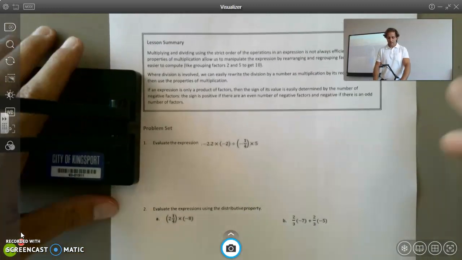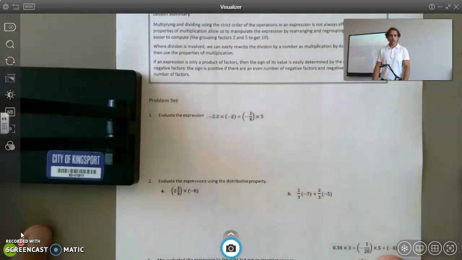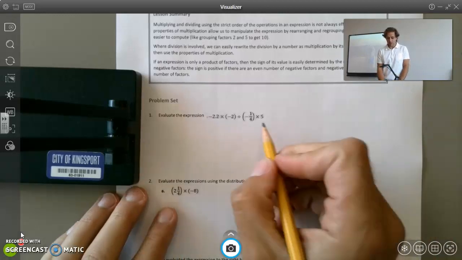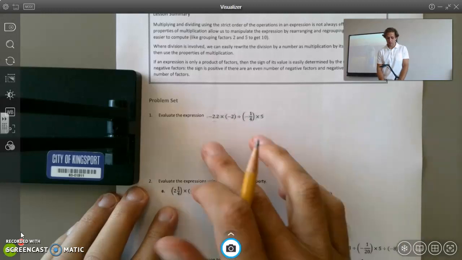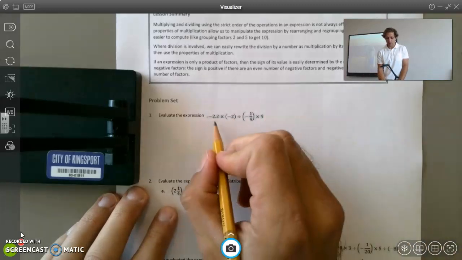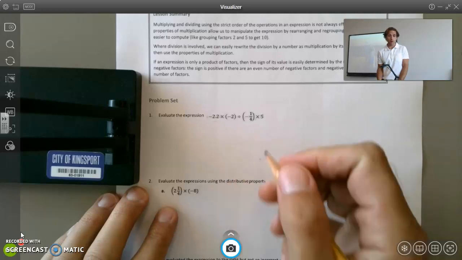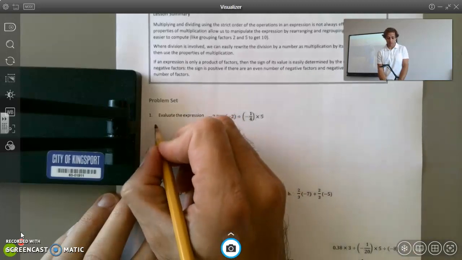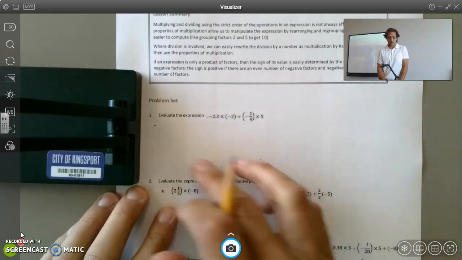And in today's work, what we're trying to do is make things as easy on ourselves as possible. These expressions look very complex, but if we use the right tools, we should be able to make them a lot easier on ourselves. So the first thing I noticed with this first expression, I noticed two things. One, I noticed that there's three negative numbers, so I know my product is going to be negative. Okay? I'm just going to put a little note there.